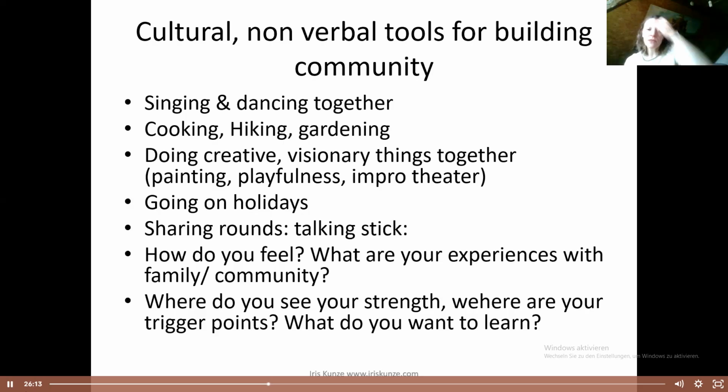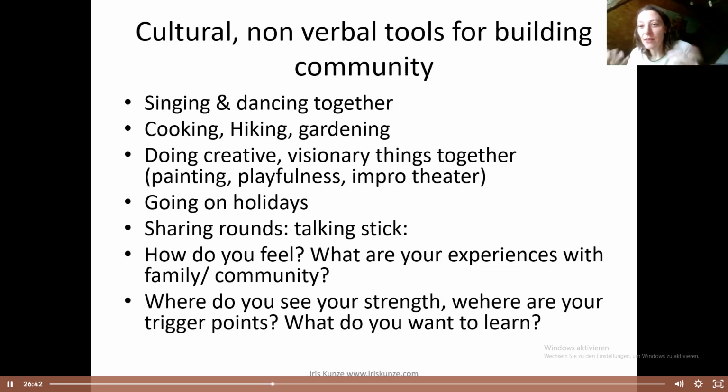Yeah, and then sooner or later, I also recommend to really go a bit more into these questions. Where do you see your strength? And where are your trigger points in community? This is a bit advanced then, but yeah, to really push people a bit to learn about their points and really communicate.